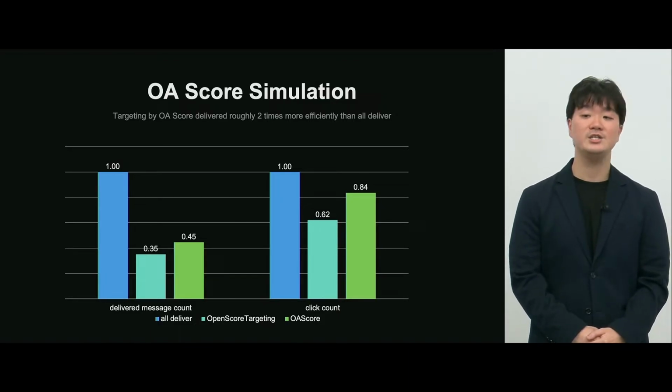The important part is that the number of deliveries is in relation to the total follower deliveries. Both open score targeting and OS score are around 40%. The number of clicks was nearly 60% for open score targeting and more than 80% for OS score, both of which were more than twice as efficient in obtaining clicks.